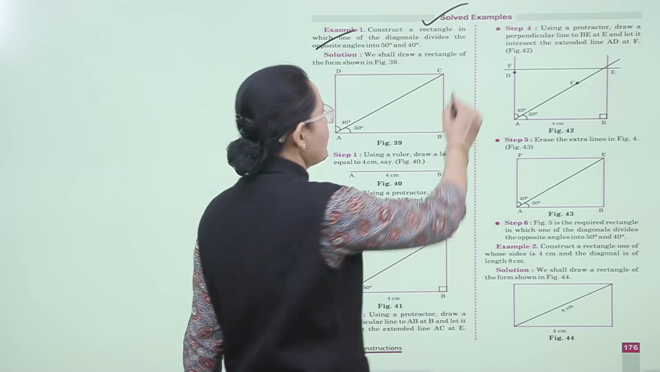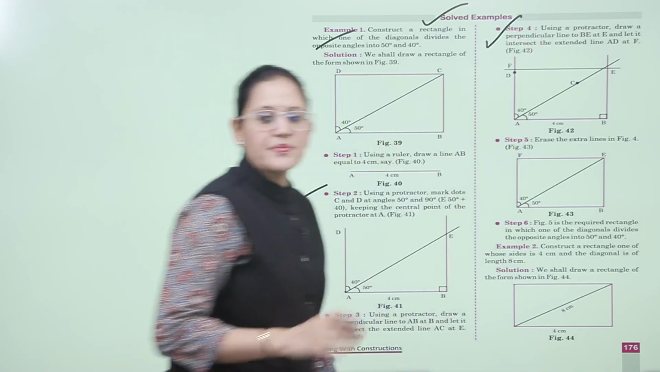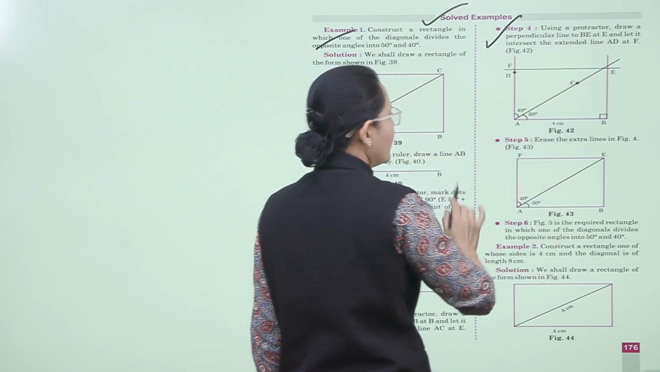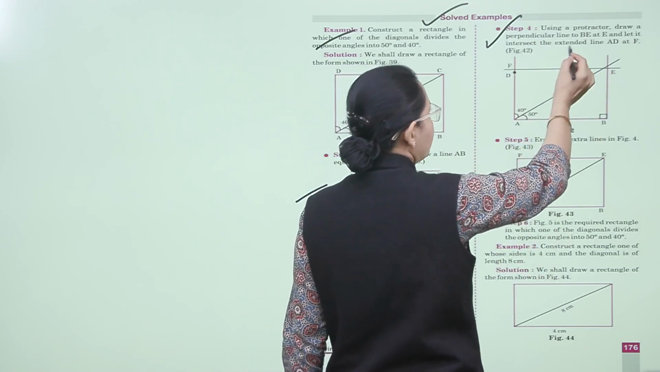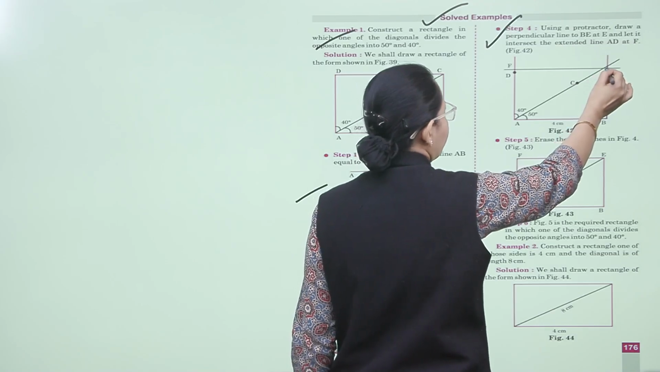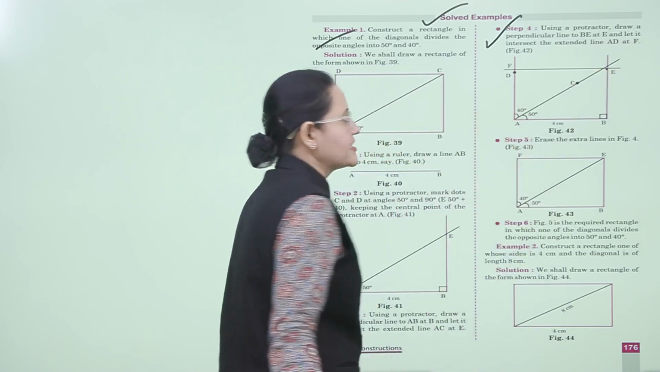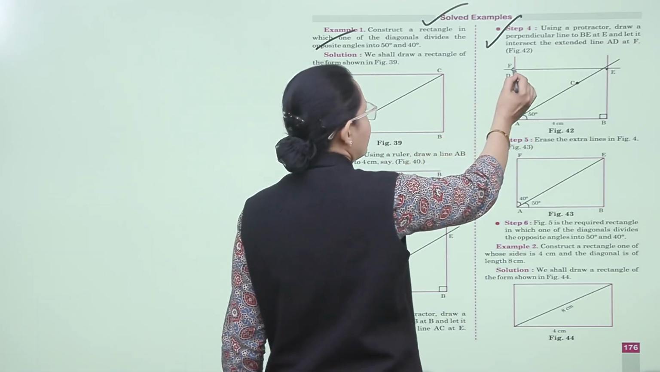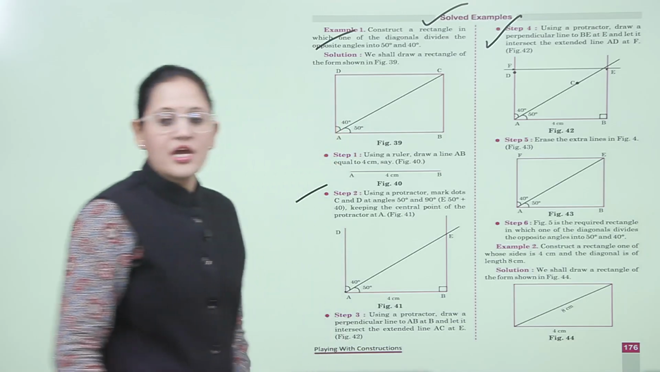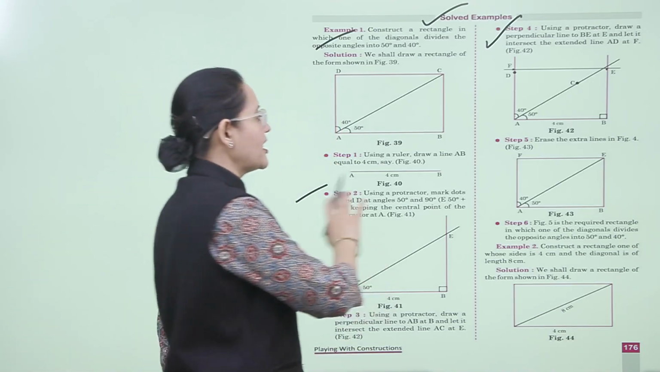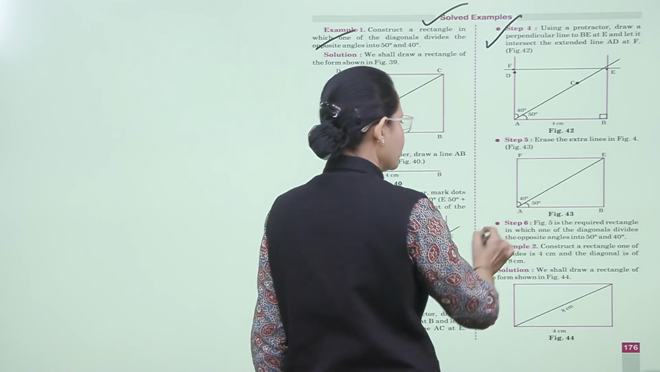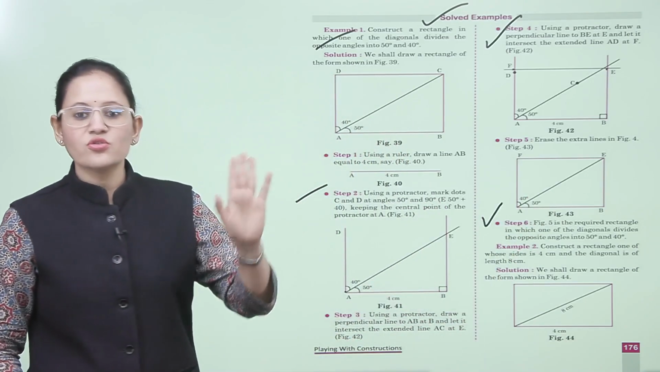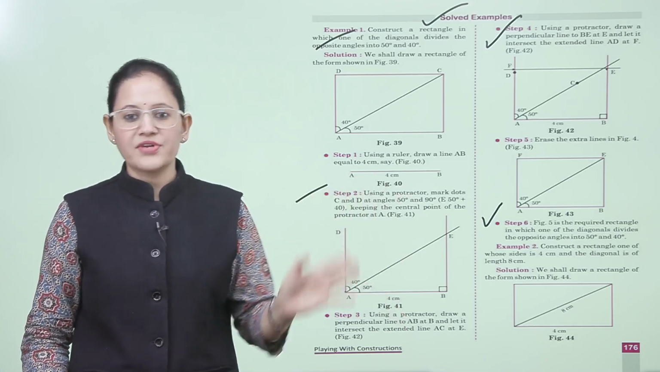Clear? Now step 4. Using the protractor, draw a perpendicular line to BE. So we'll draw a perpendicular line to BE at E and let it intersect the extended line AD at F. So it will intersect at the point F. Now we will erase all the extra lines and this is our desired rectangle in which the diagonal is divided into two angles, 40 degree and 50 degree.